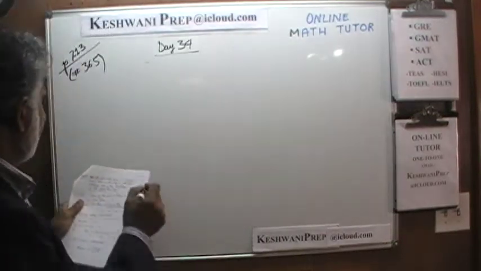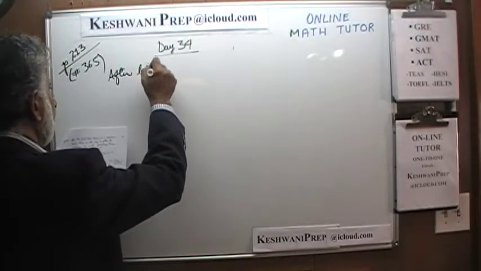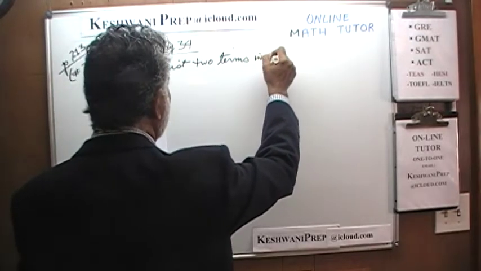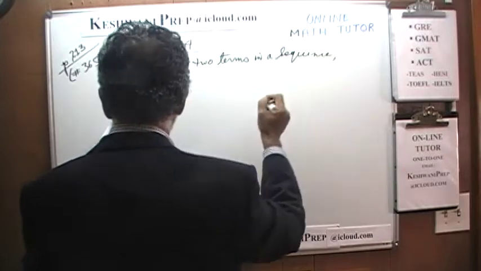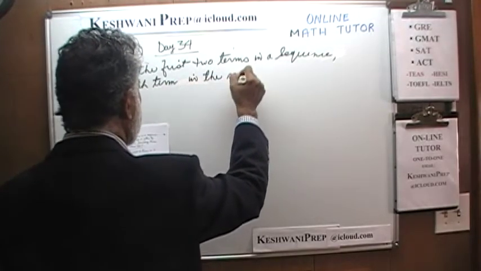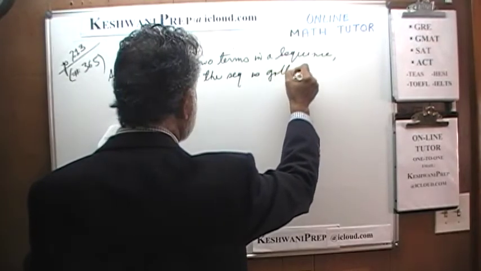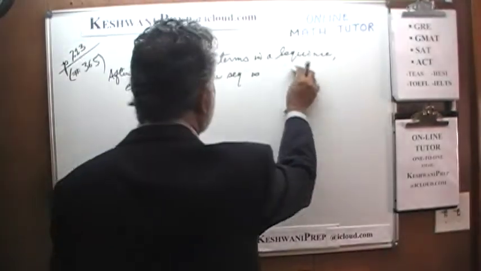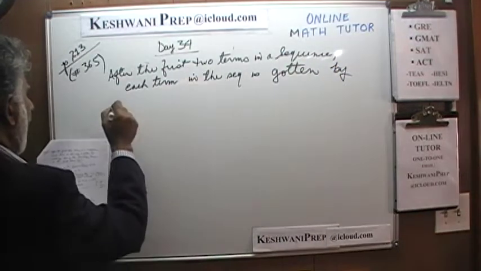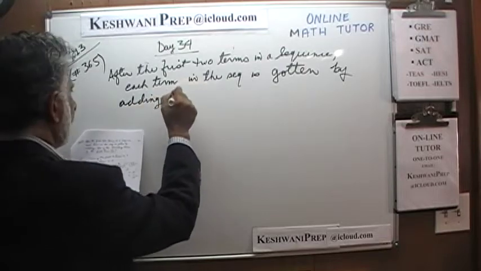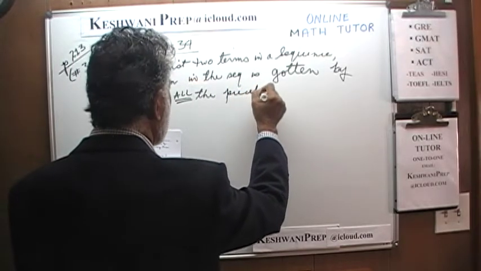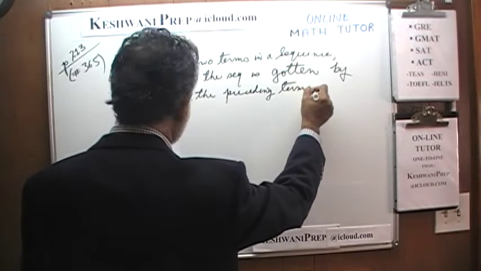Number 365 has to do with sequence. It says after the first two terms in a sequence, each term in the sequence is gotten by adding all the preceding terms. That's what we have to follow.